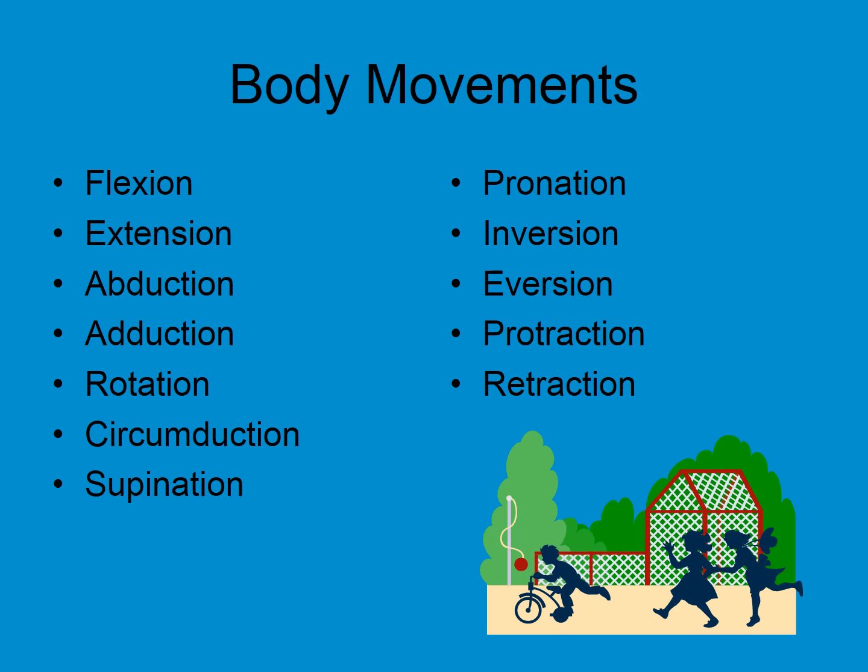And then you have adduction, which is the opposite of abduction, which is movement of the limb towards the body midline. It's close to you, right? And then you have circumduction, which is a combination of all the movements, commonly seen in a ball and socket joint, where the proximal end of the limb is stationary while the distal end of it moves in a circle, right?